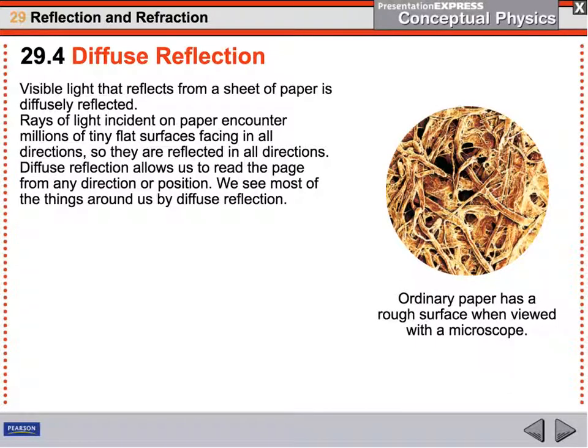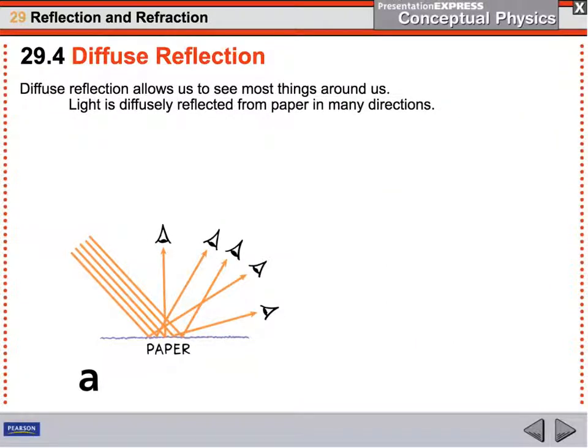Visible light that reflects from a sheet of paper is diffusely reflected. Rays of light incident on a paper encounter millions of tiny flat surfaces facing in all different directions. They are reflected in all directions. Diffuse reflection allows us to read the page from any direction or position. We see most of the things around us using diffuse reflection. Almost everything that light hits is diffuse reflection. Very, very few things are a polished surface. Diffuse reflection allows us to see most things around us.